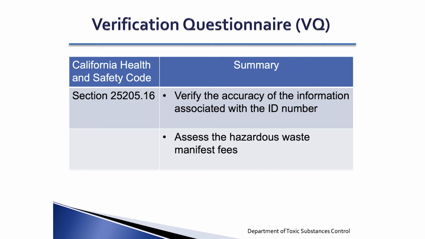The verification questionnaire is required by the California Health and Safety Code. It is conducted to verify the accuracy of the information associated with your ID number and assess the hazardous waste manifest fees. If you are required to file the questionnaire, you must do so to maintain the active status of your ID number or numbers.